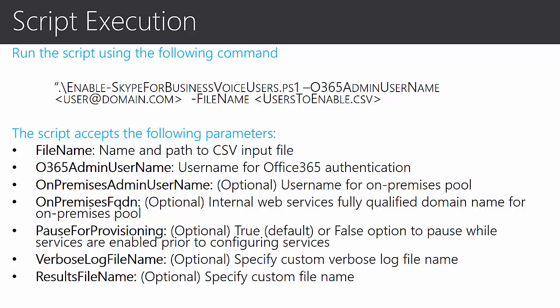Similarly, the results file name will be saved as results.csv. If, for example, you want to save those into a different location, or you want to specify a specific name for this run so that you're archiving that information, you can specify those log file names during script invocation so that you don't have to go through and rename those files later.